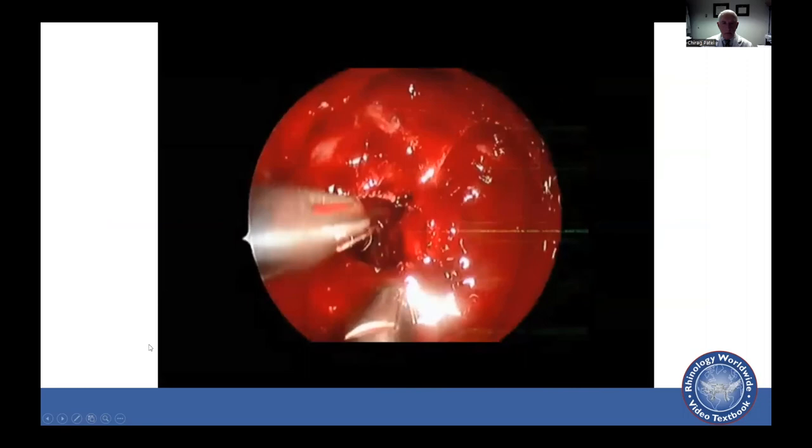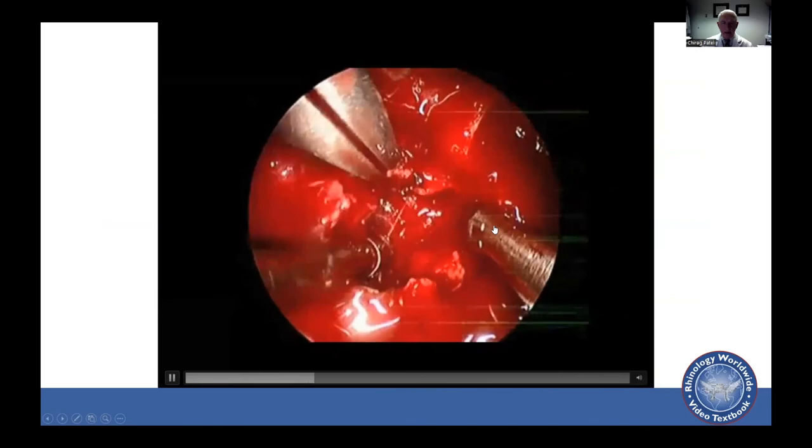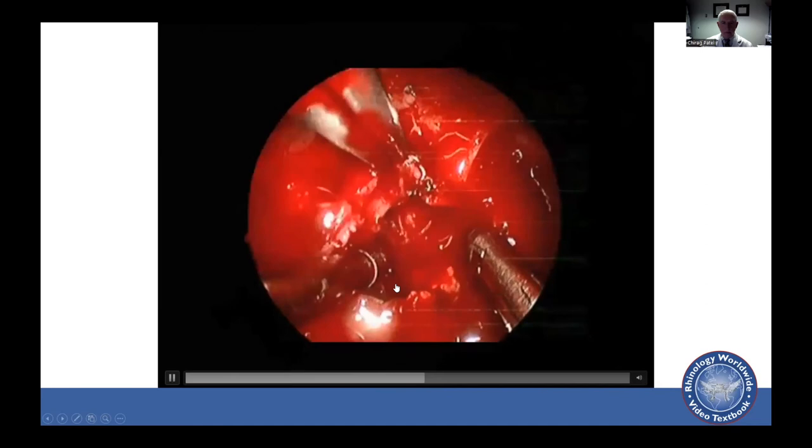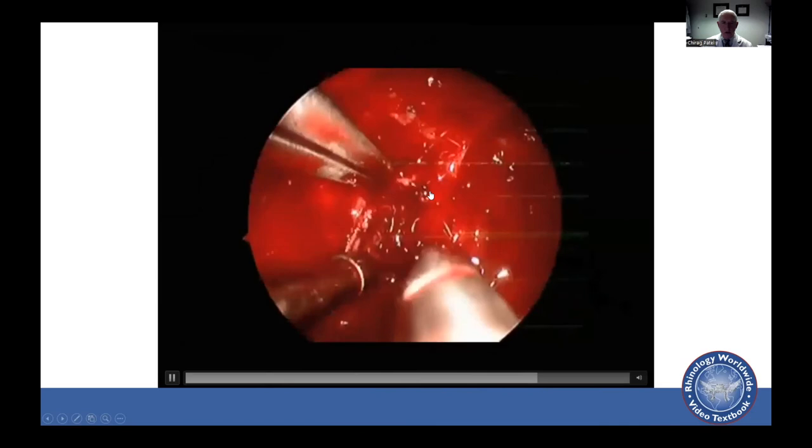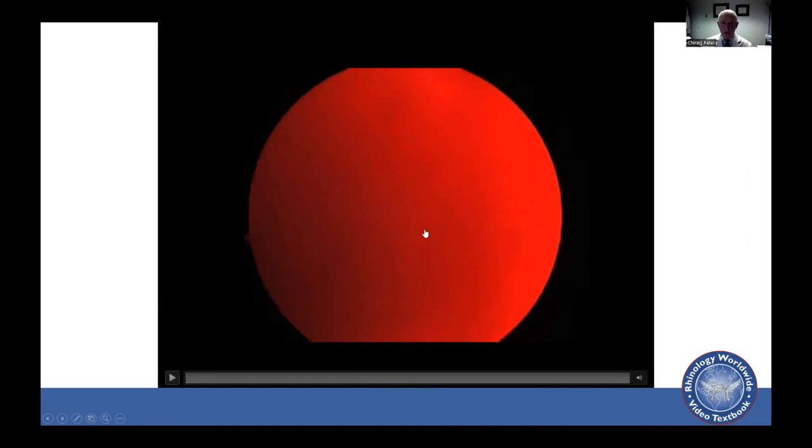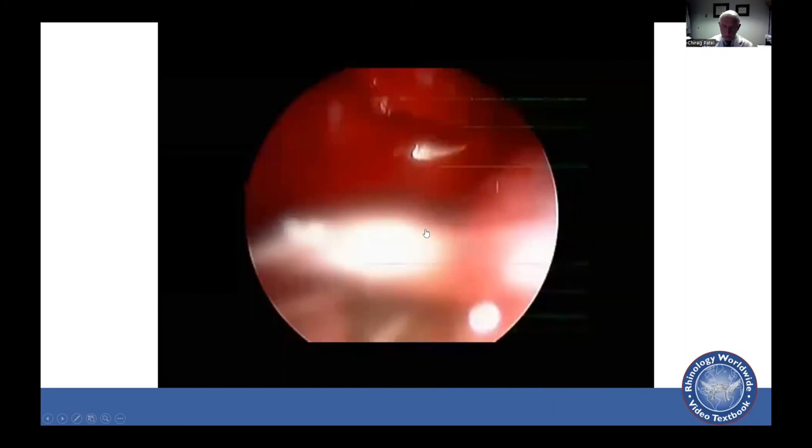Here you see going into the carotid artery during endoscopic sinus surgery. This is from the internet. And this is control of the bleeding, actually the actual bleeding, which is controlled endoscopically at the time of surgery. And here you see the control.